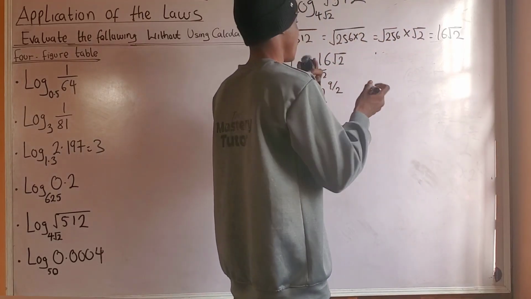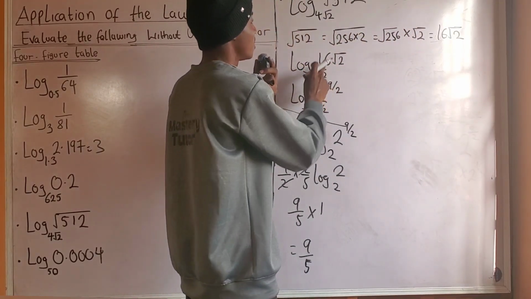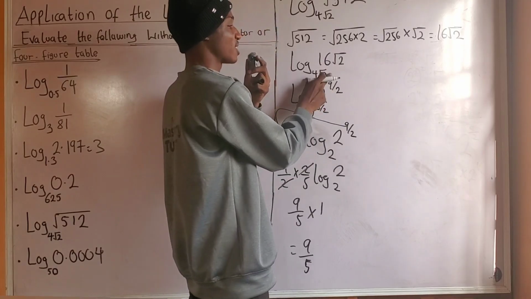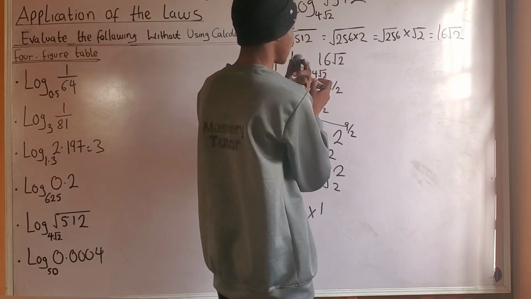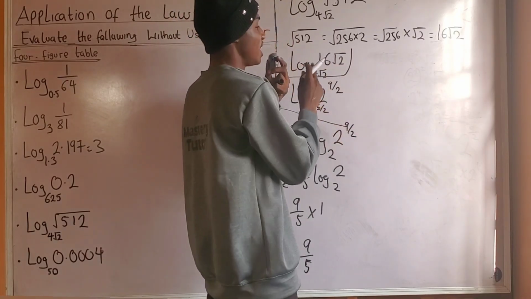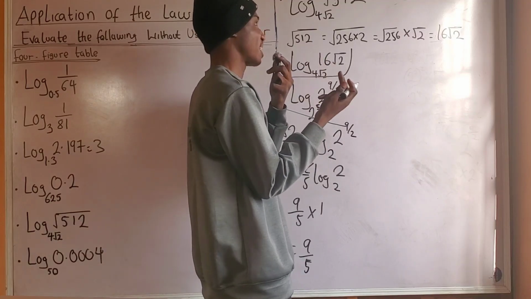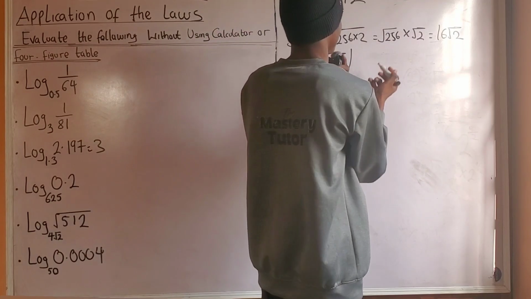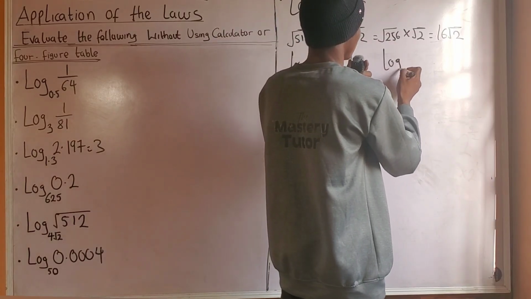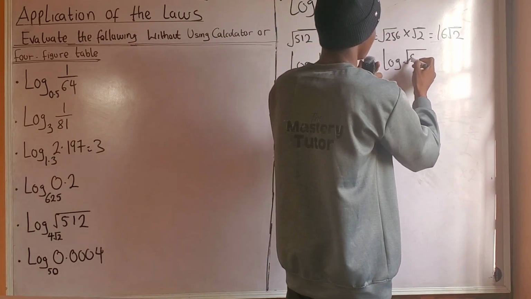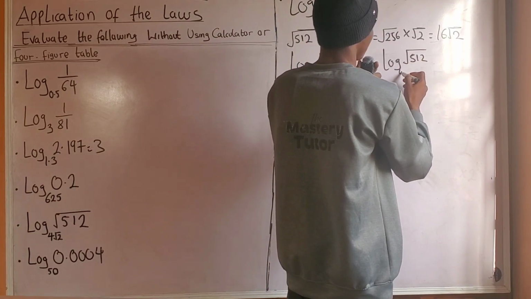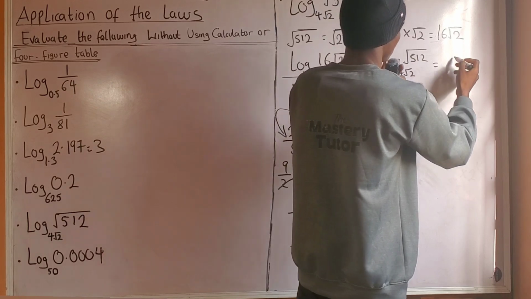Okay. Now, we have log. I'm very sure you understand how I got there. So now let's start from here. Let log 16 root 2 be equal to a letter. You understand? Or let me start from here. Let log of square root of 512 base 4 root 2 be equal to x.